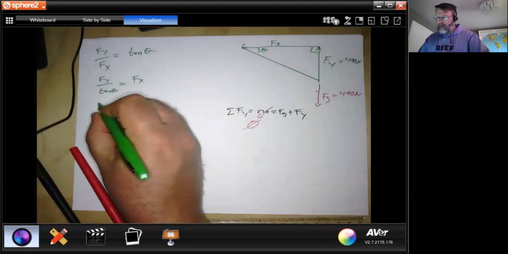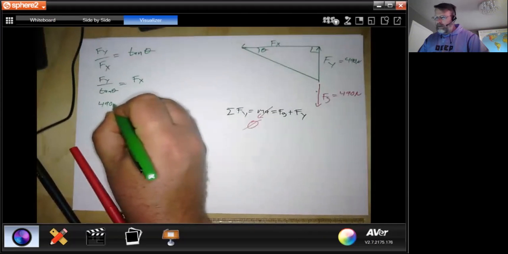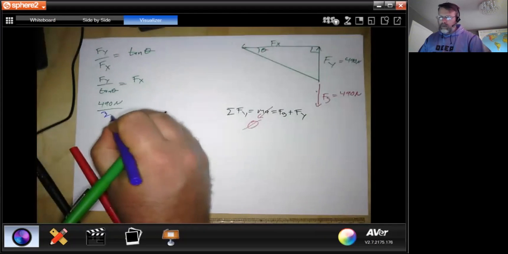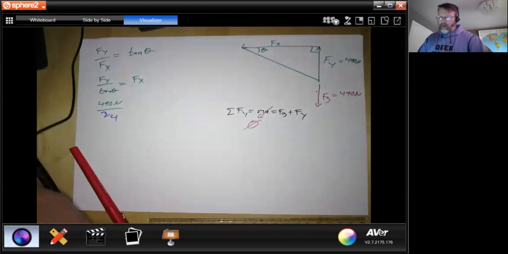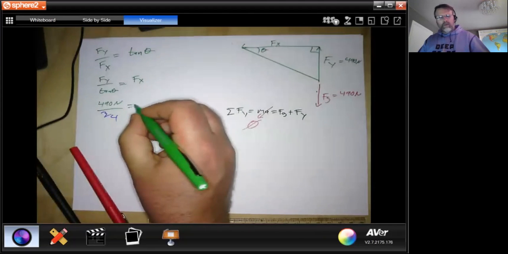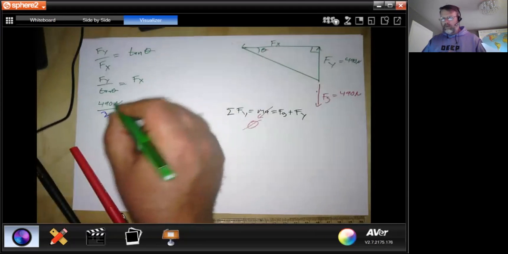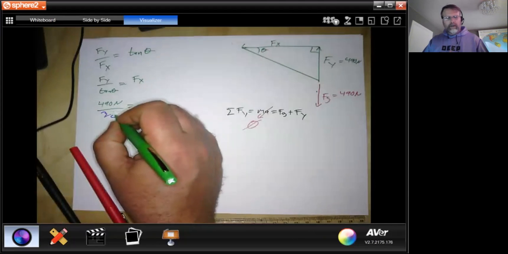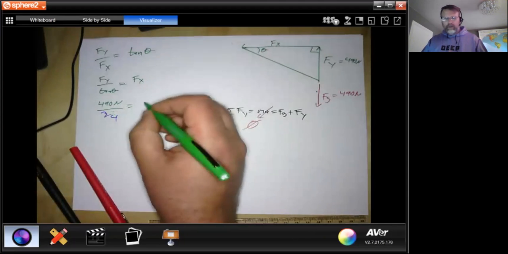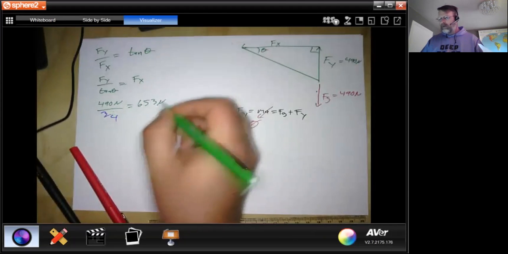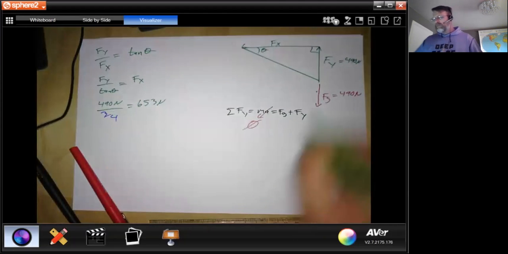We said that was 490 newtons. We said the tangent of theta is 3/4. So 490 divided by 3/4 should give us 653 newtons.